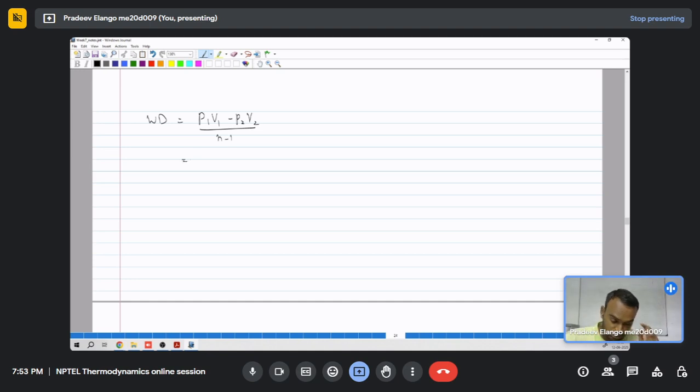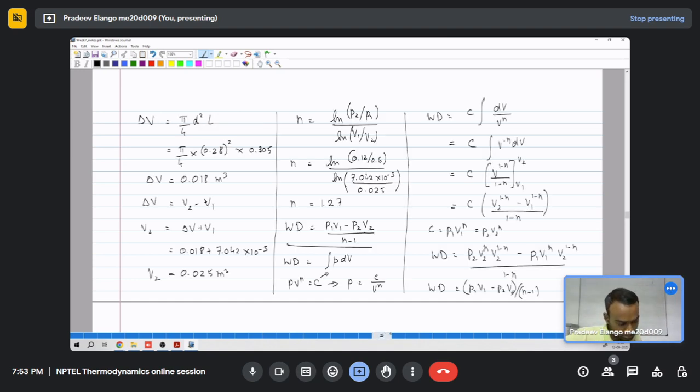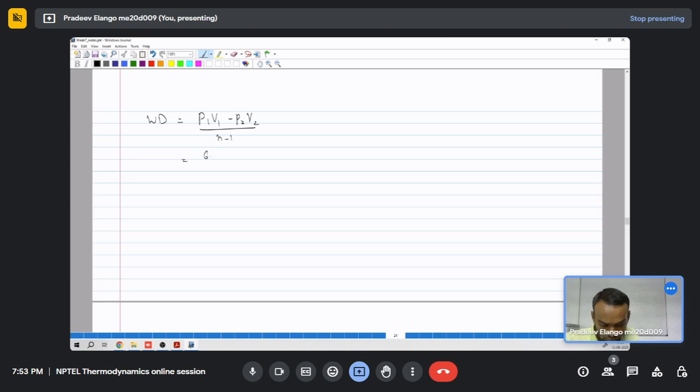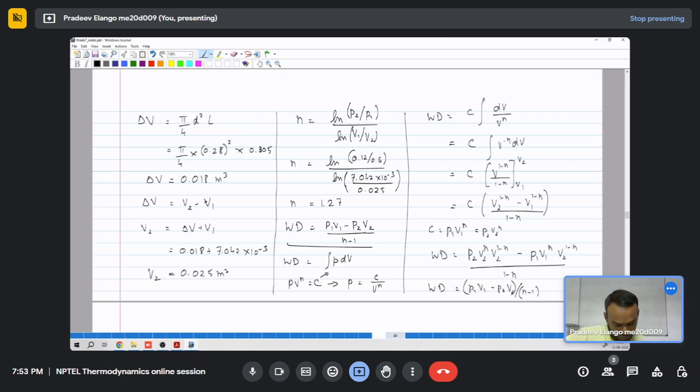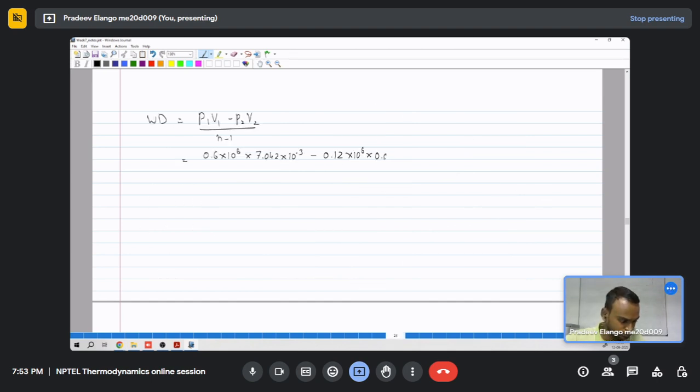So P1 is known, that is 0.6 megapascal. 0.6 into 10 power 6 into V1, which is 7.042 into 10 power minus 3, minus P2, which is 0.12 megapascal into 10 power 6, and V2 is 0.025, divided by n minus 1, which is 0.27. So can you calculate the value of work done?